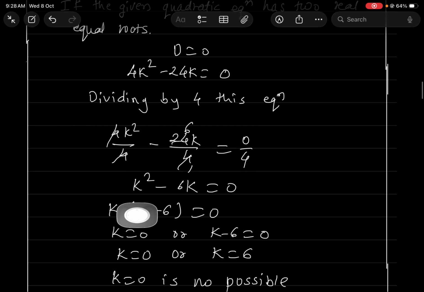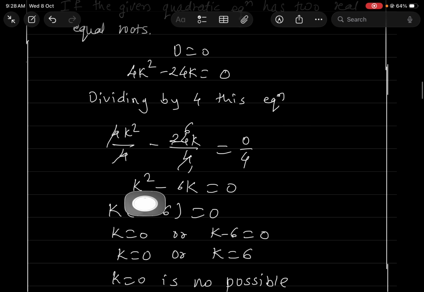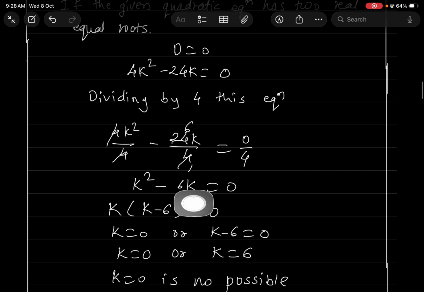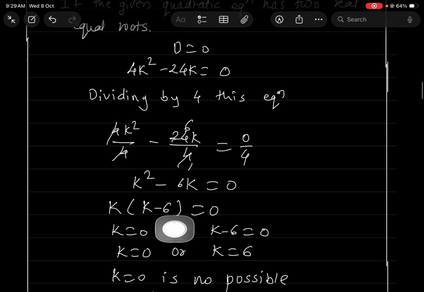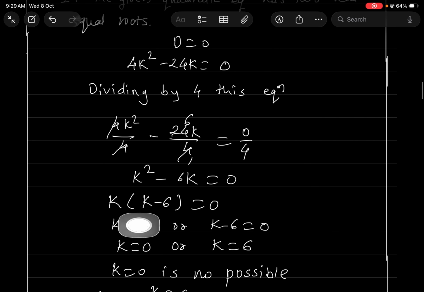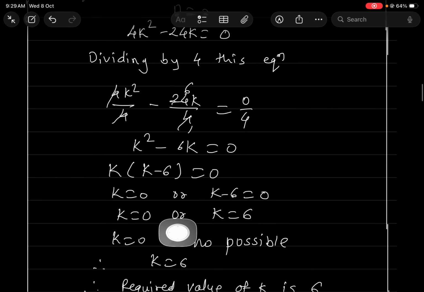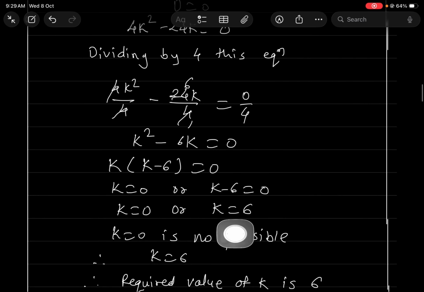So k is in the bracket, outside the bracket. So what will remain in the bracket? k will remain, because k square is 1k, so k is going out and only 1k will remain, and this k is outside the bracket, so 6 will remain: k minus 6 equal to 0. Then this k outside the bracket, k equal to 0 and k minus 6 equal to 0, so k equal to 0 or k equal to 6.